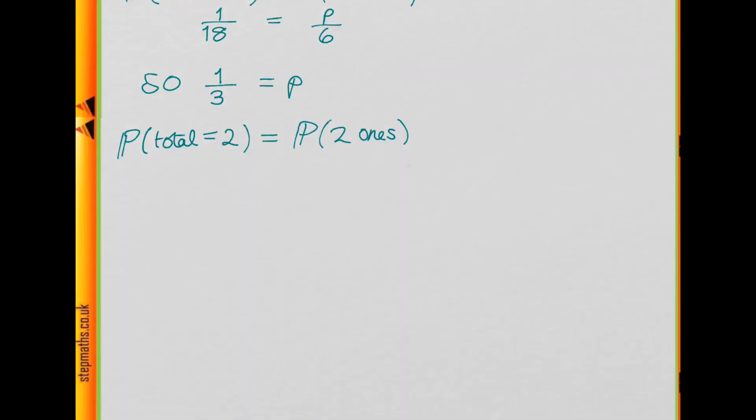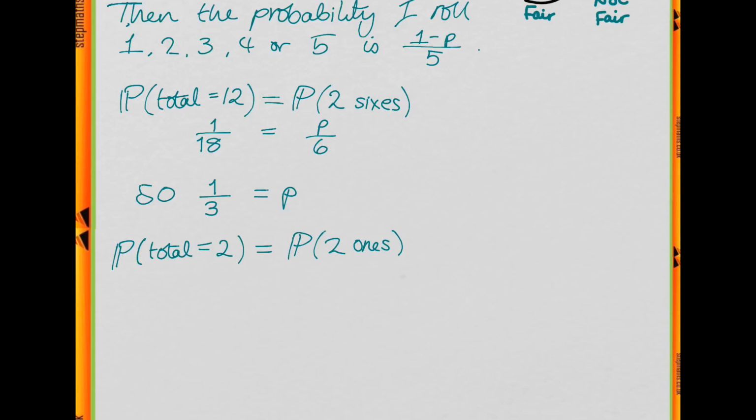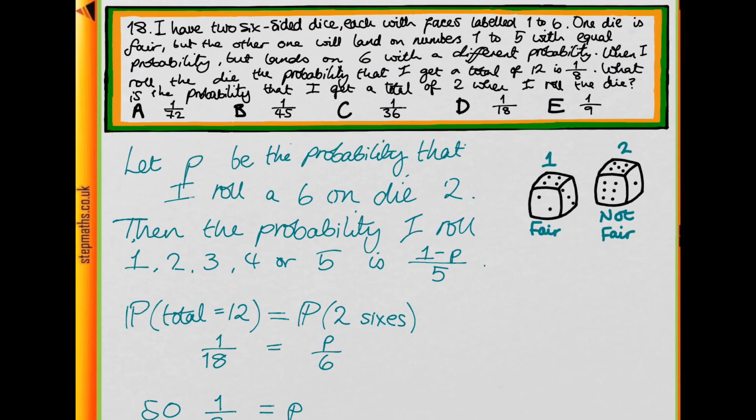So why don't you pause the video and see if you can work out what is the probability that we have 2 ones? Well, we know that the probability of having a 1 on the first dice, the fair one, is a sixth. And we know that the probability of having a 1 on the other one is (1 minus P) over 5, because we worked that out up here. So we're going to multiply these things together to get the probability that we have 2 ones. And when we work this out with P equal to a third, which we worked out up here, we should get that the total equaling 2 has a probability of 1 over 45. And so our answer is B.